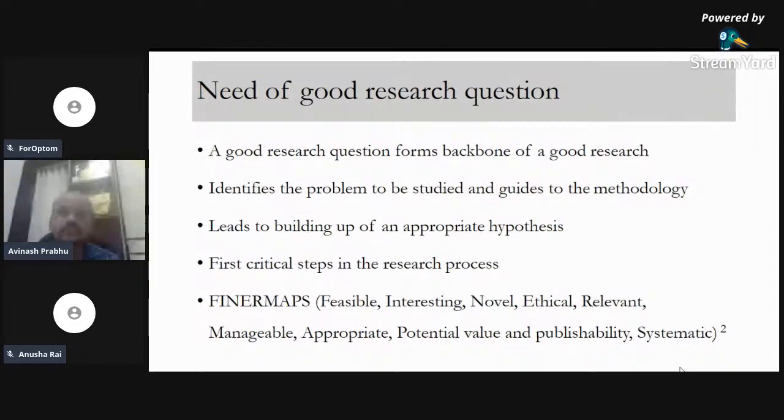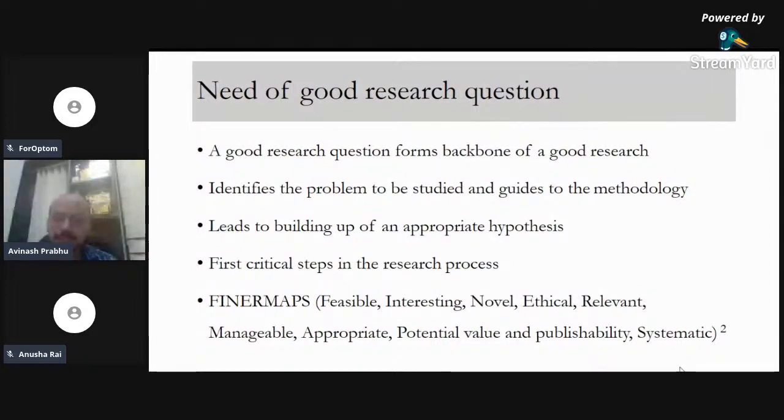It means if your research question is good, the rest of the flow chart of research will go well. If your research question is bad, in that case the rest of the process will have its repercussions. So there is an acronym for this, FINER MAPS. Any research question should be feasible. It should be interesting. It should be novel. It should be ethical, relevant, manageable, appropriate. It should have potential value, and there should be a publication aspect also.